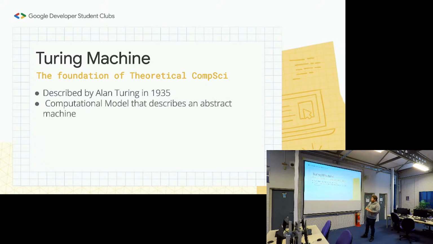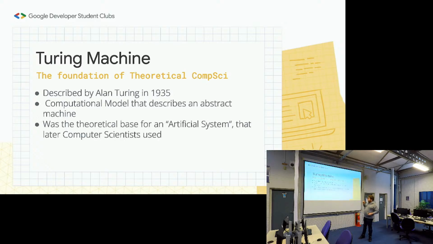So the Turing machine is a computational model, and it describes an abstract machine. So it's sort of an abstraction of what is computable, in essence. Next slide, please. And so this is the theoretical basis for an artificial system that later computer scientists would then go on to use, and by later I mean about 5-10 years later, would use this basis of a theoretical machine to think, well, if we can develop anything theoretically through this, what can we do to make machines smarter? And that's where the whole field of AI came from, and it really blossomed in the 40s and 50s and definitely into the 60s and 70s.